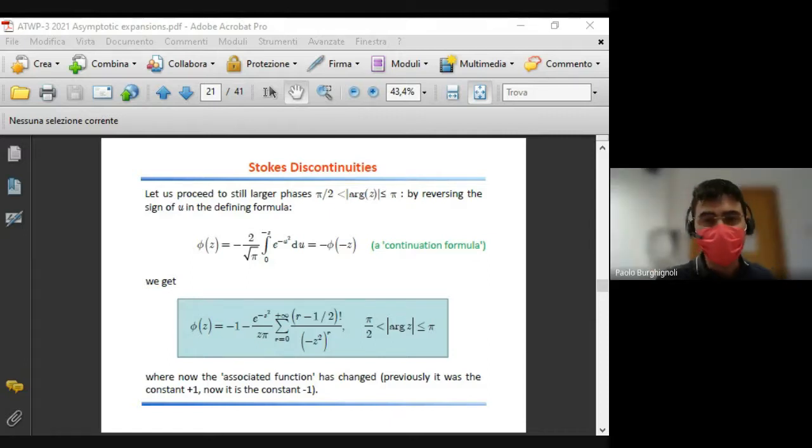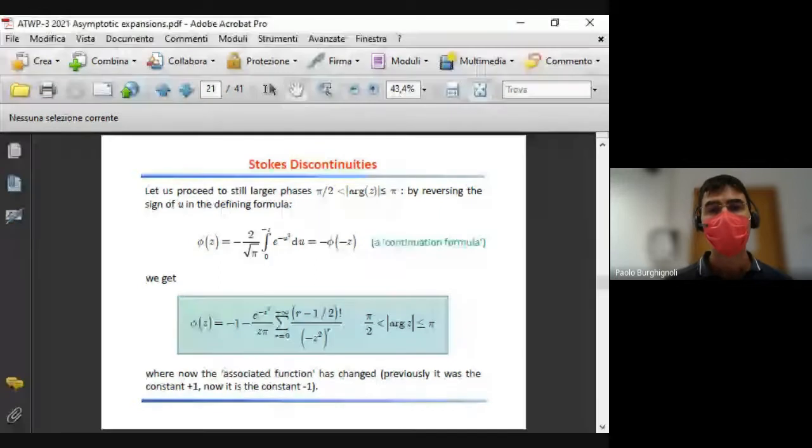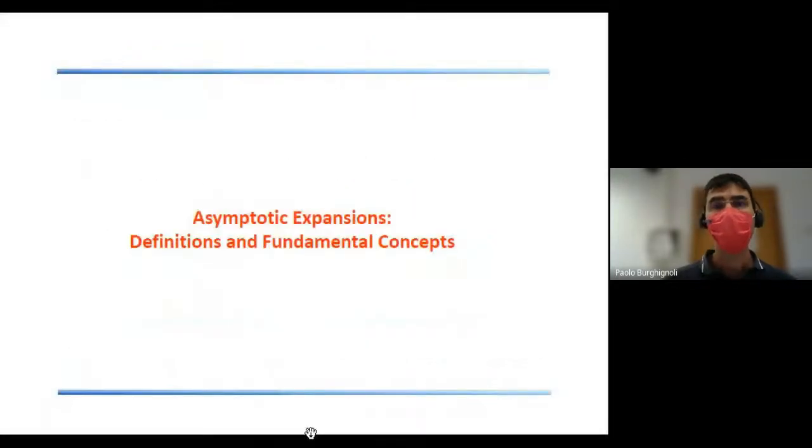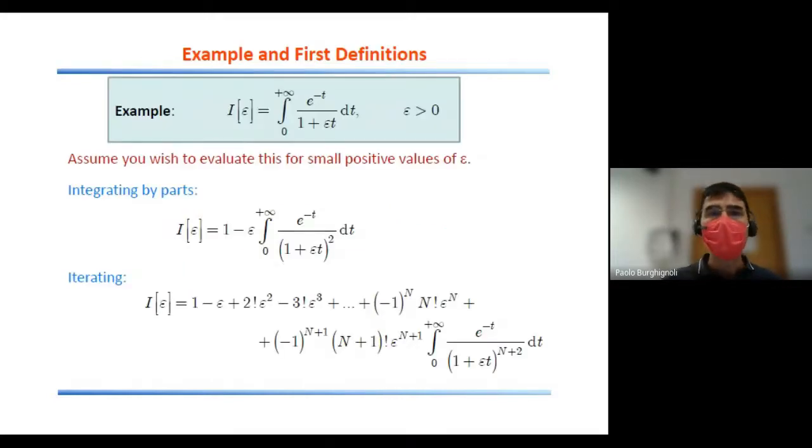Okay, here I am back. Let us examine now some definitions and fundamental concepts related to asymptotic expansions. We will start with an example again. We have now a function of a parameter epsilon, which is real and positive. And it is again defined in terms of an integral.